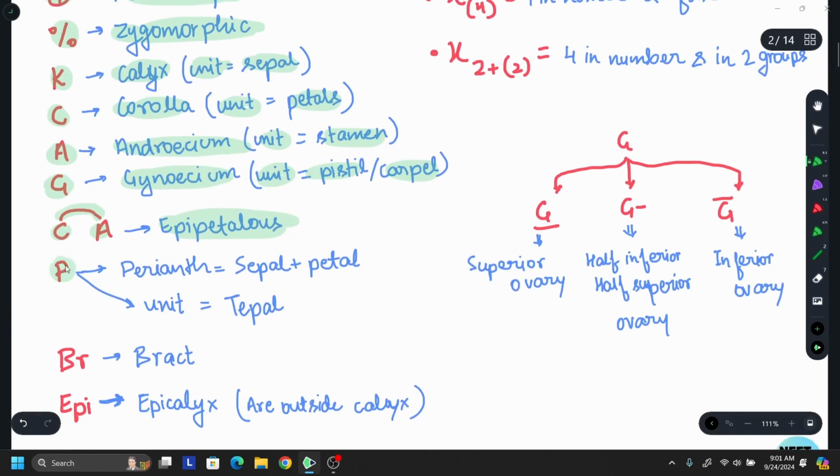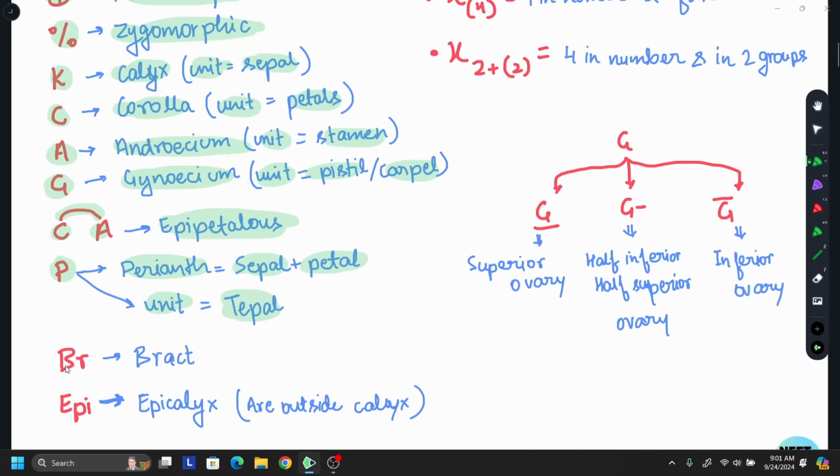Now if you see P written, it means perianth, where sepals and petals are fused to each other. We call that perianth. The unit of perianth is called tepal. So when sepal and petal fuse, we do not say this is a fusion of sepal and petal, we basically say this is a tepal, which is basically a fusion of sepal and petal.